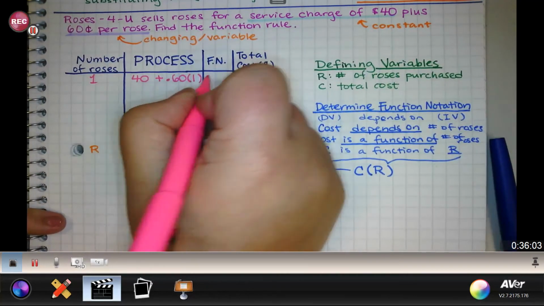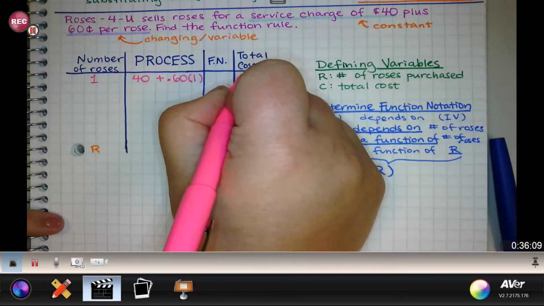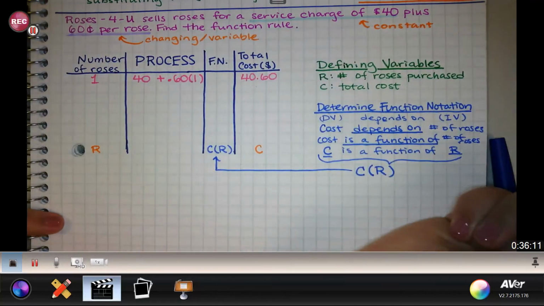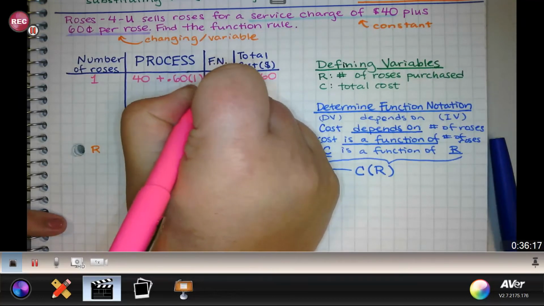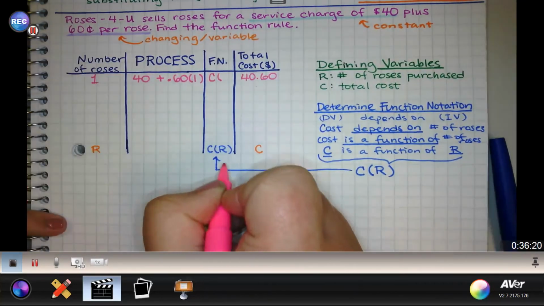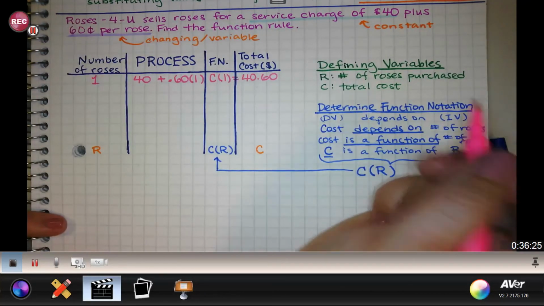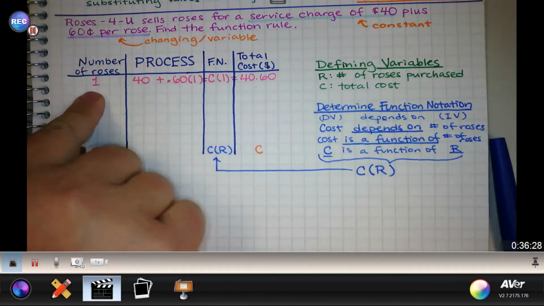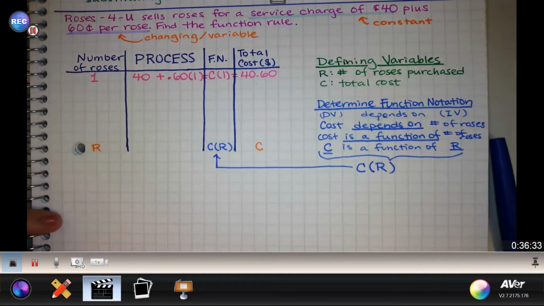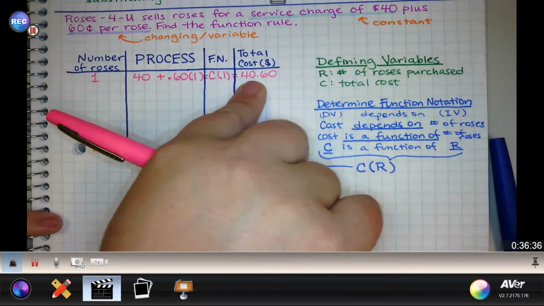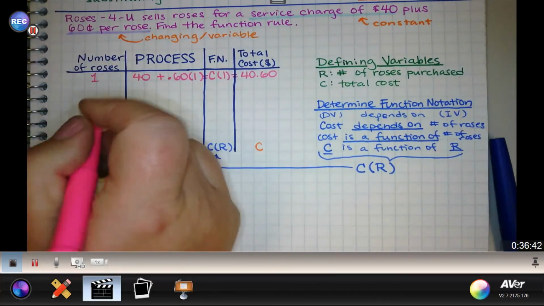So I'll compute that: it's just 40 plus 60 cents, so $40.60. There you go. And this is C of 1, because the input was 1. Actually, you would say all three of those things are equal. This is not equal to that; don't worry, that's your input. But this is all equal to each other. Here's the process, which is equal to the total cost, and this is just the way we write it in function notation.